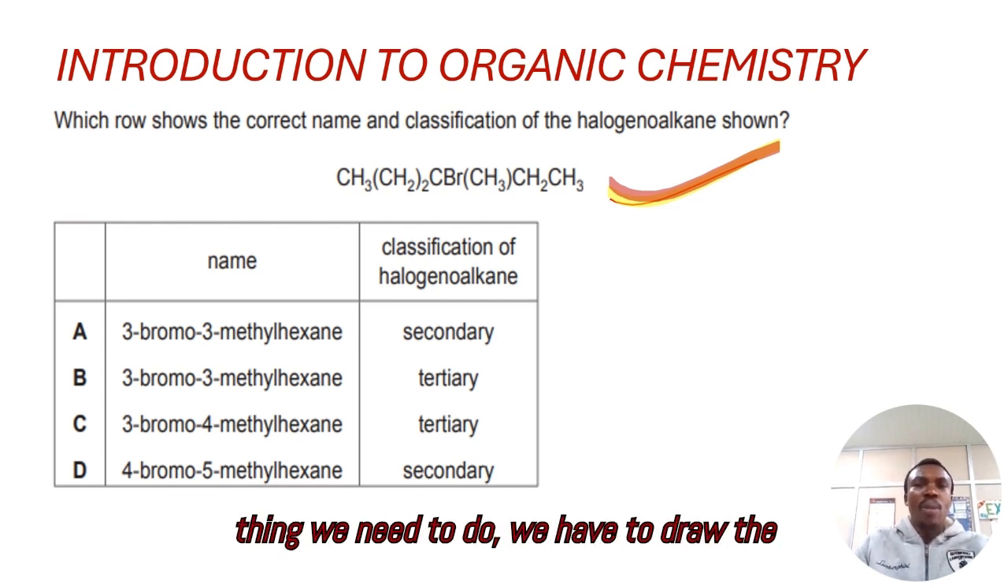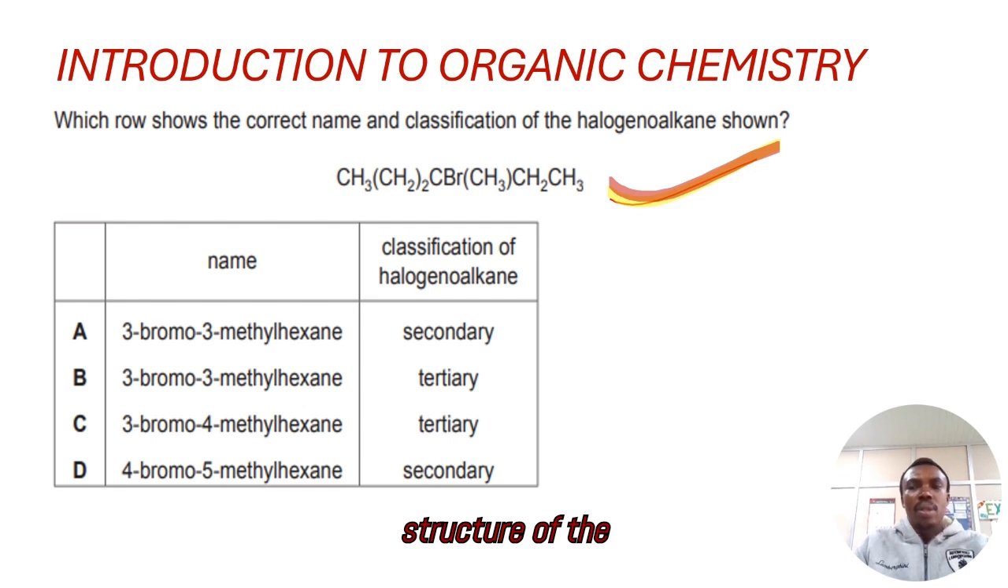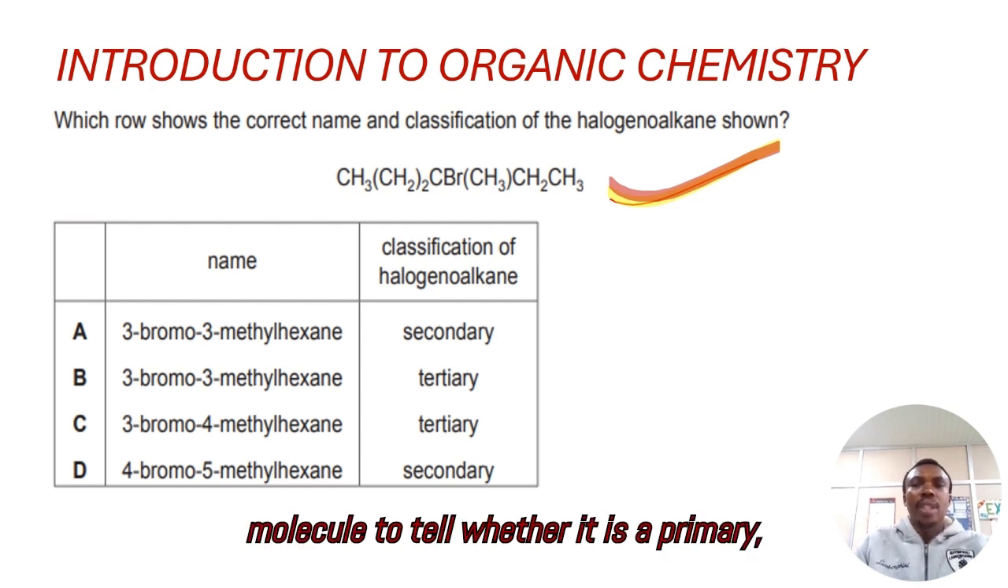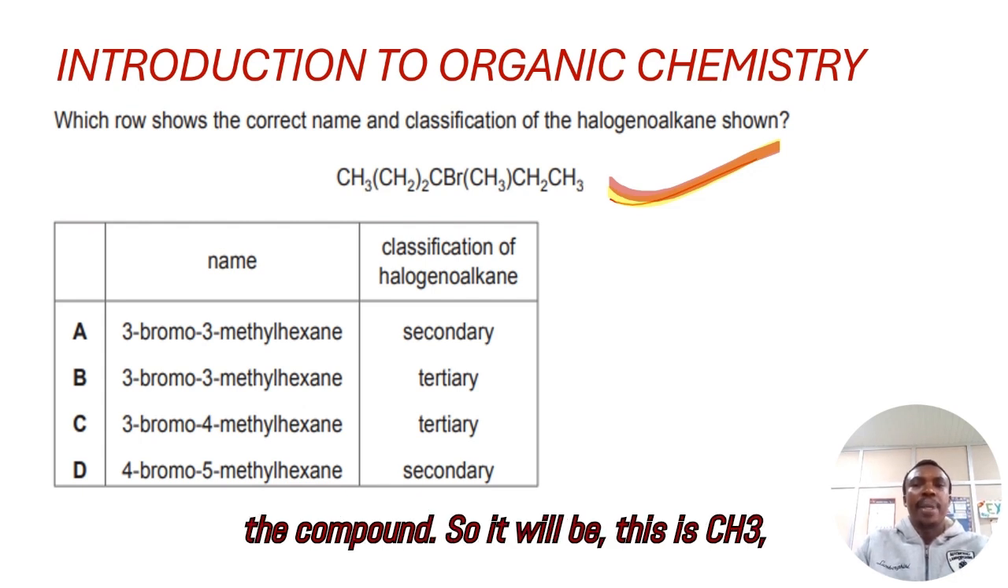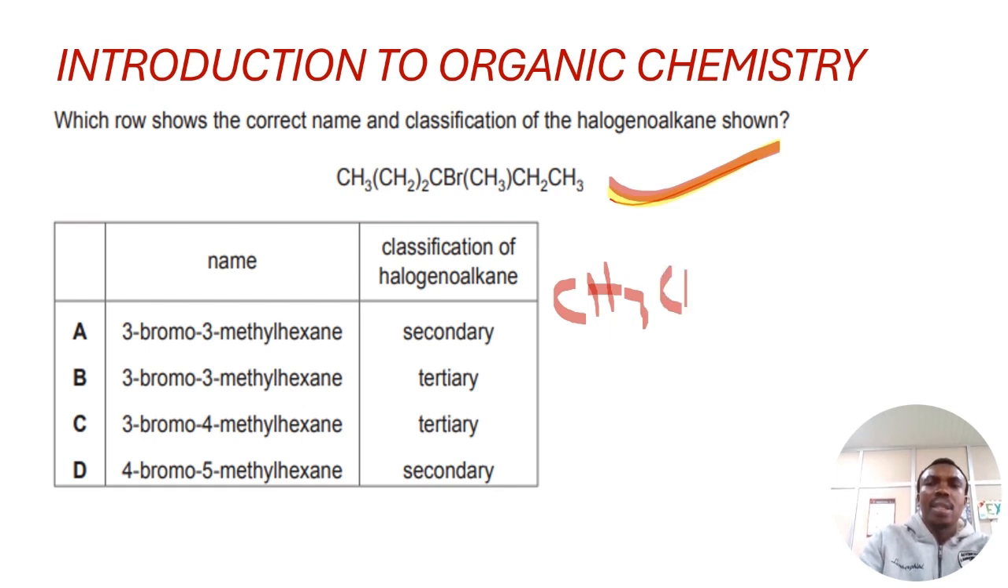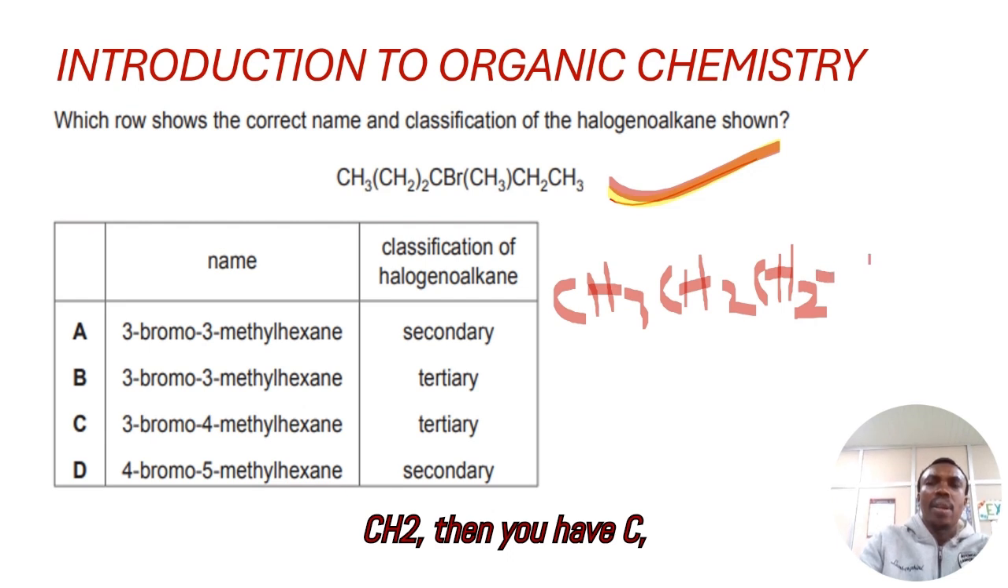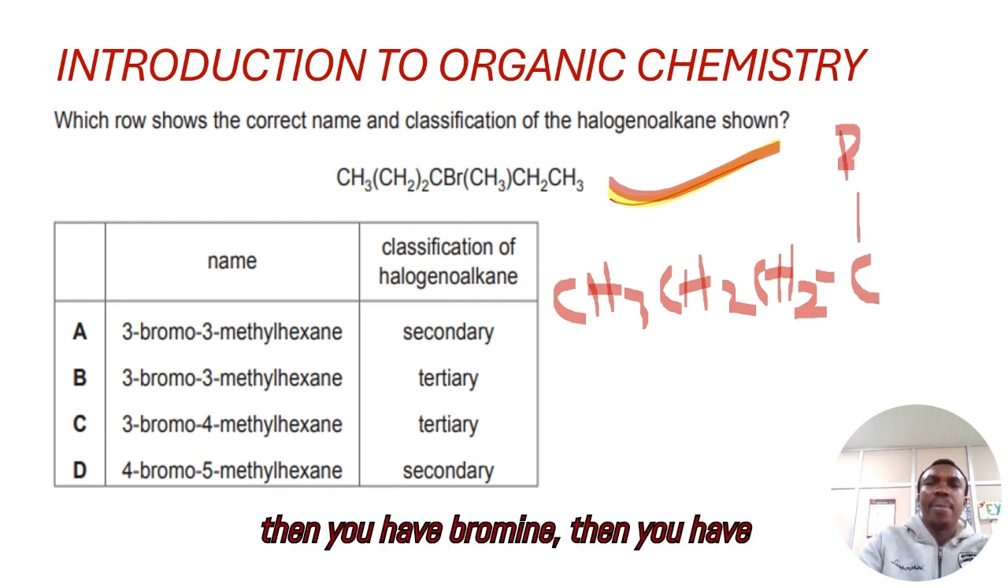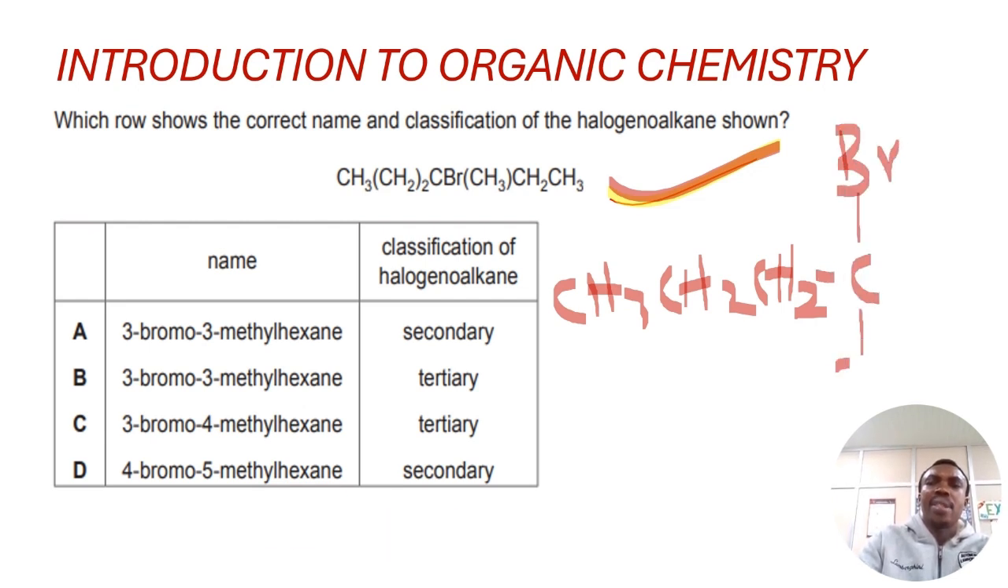So the first thing we need to do, we have to draw the structure of the molecule to tell whether it is a primary, secondary, or tertiary. Then we'll name the compound. So it will be CH3, CH2, CH2. Then you have C. Then you have bromine. Then you have CH3. Then you have CH2. Then CH3.